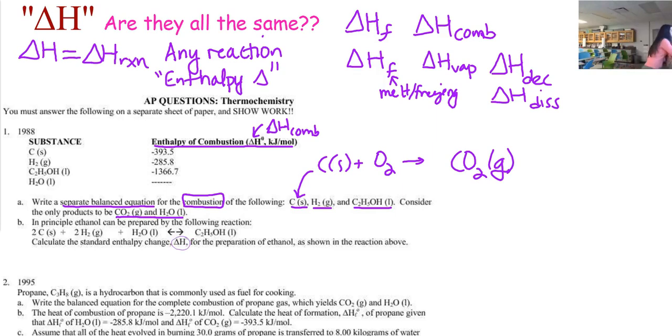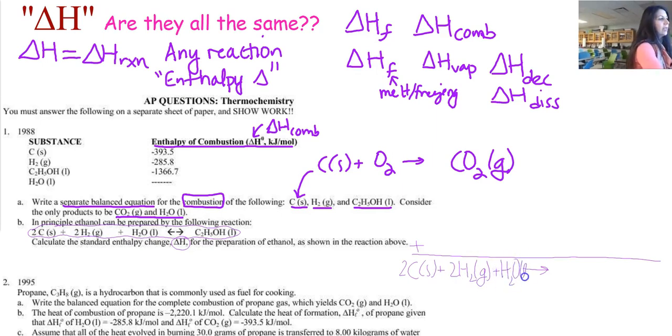Okay, so this is my target reaction right here. So what I'm going to do first is I'm going to draw my sum line. So there's my plus sign. And then I always like to line up my arrows, so we'll try our best to get this lined up. So I have 2 carbon solid plus 2H2 gas plus H2O liquid. And then on the right side of my arrow, I have my C2H5OH liquid. Okay, so then I'm going to line up my arrows.